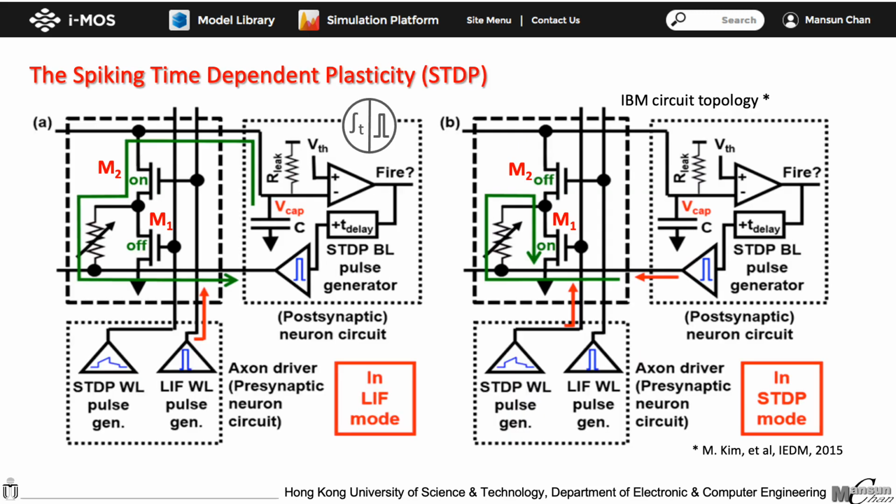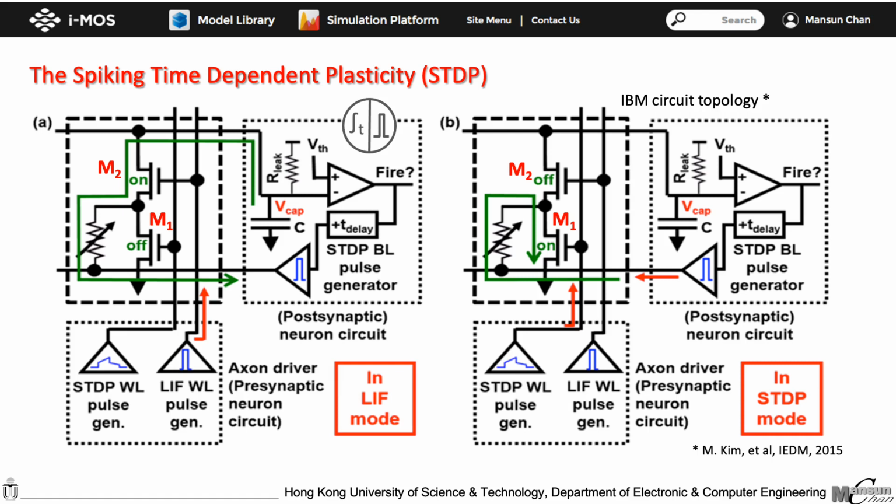The implementation of the neuromorphic hardware is a bit complicated. A circuit demonstrated by IBM will be used to explain the concept. The picture shows the operation of a synapse, which can be divided into two different stages. It starts with the leaky integrate-and-fire, or LIF, mode, which mimics the process of a pulse being received. And then it will enter the STDP mode to modify the weight of the synapse.